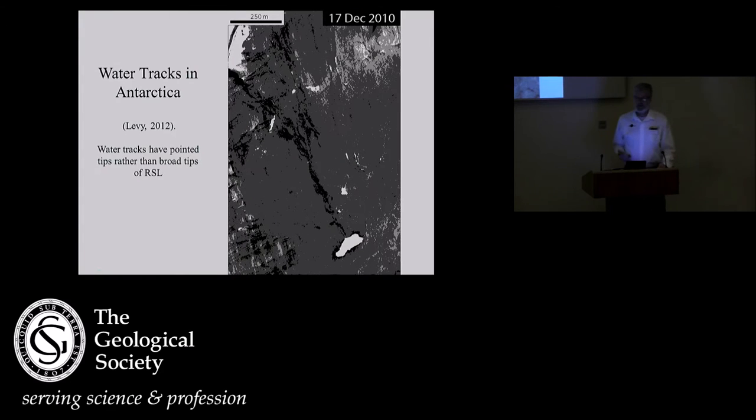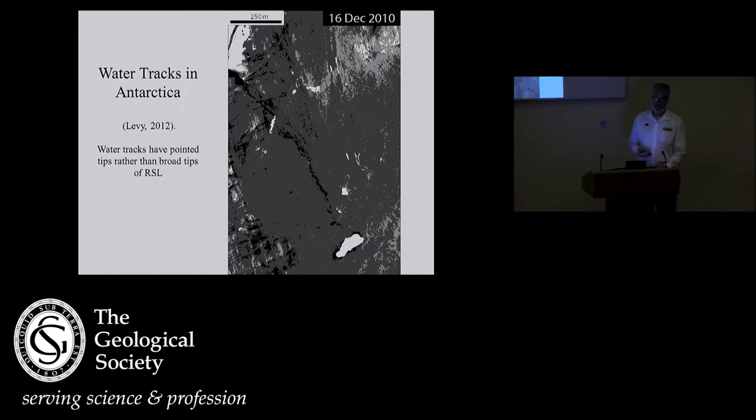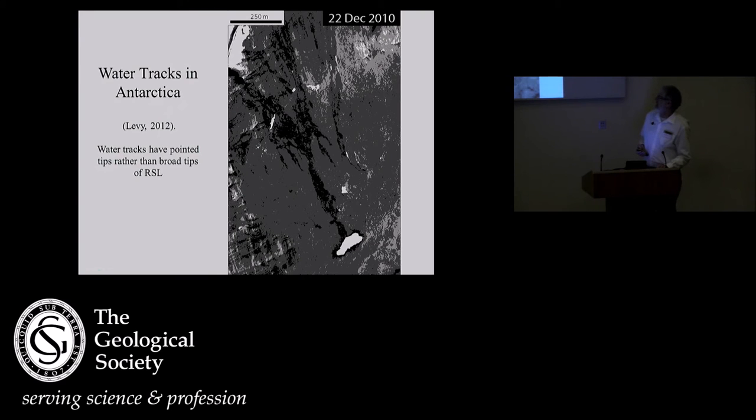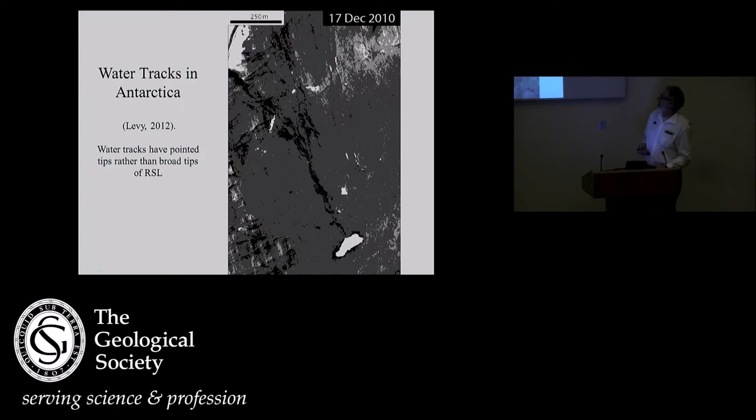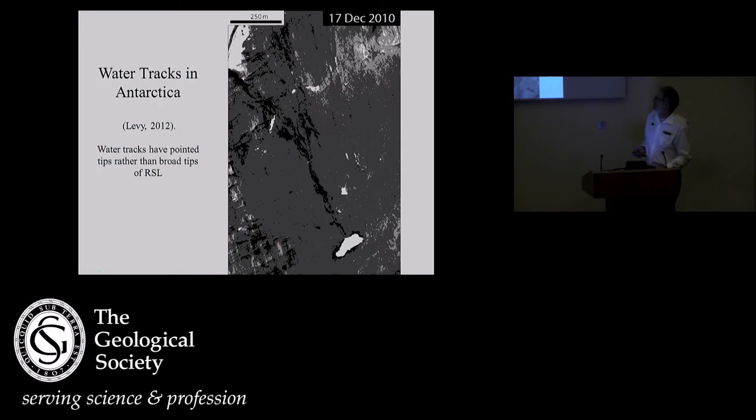Okay, so we've heard about water tracks in Antarctica. This is a little animated GIF from satellite images from Joe Levy. And so there's some definite similarities here in terms of how they grow. They're dark, they go down steep slopes.